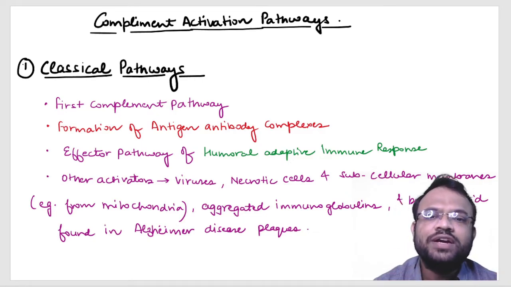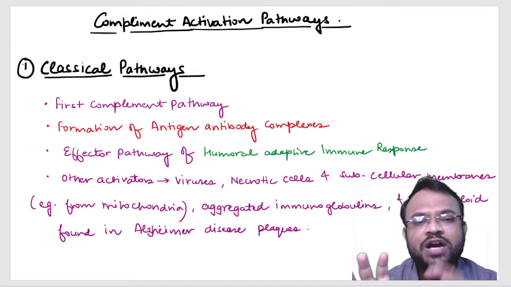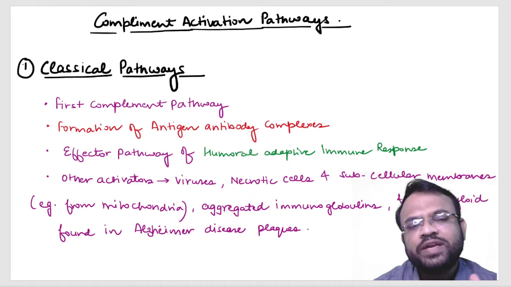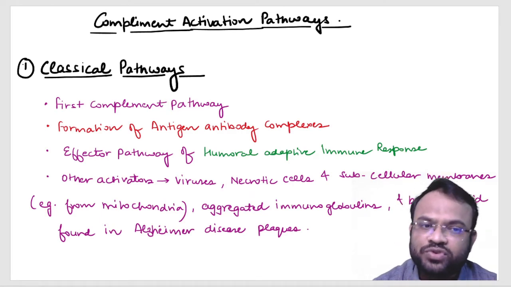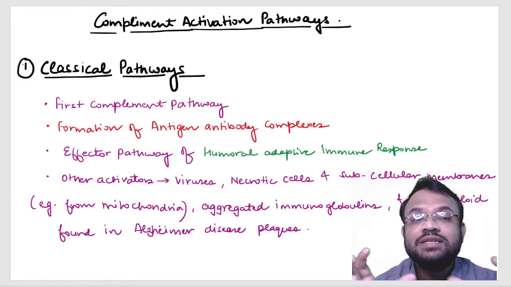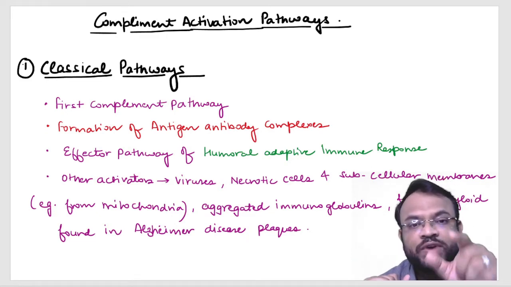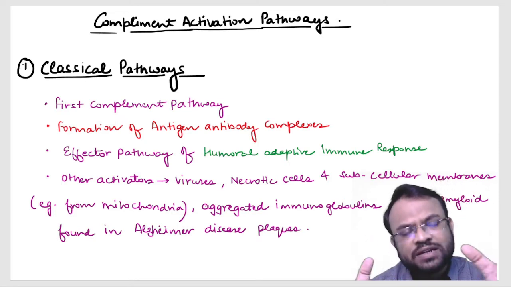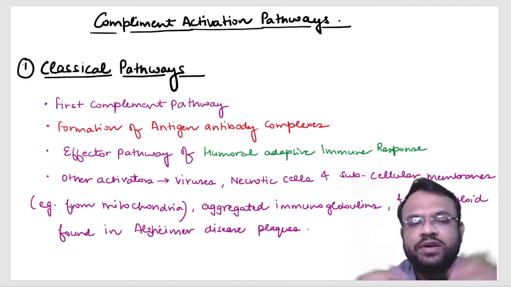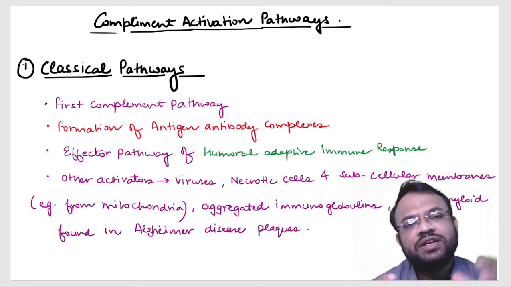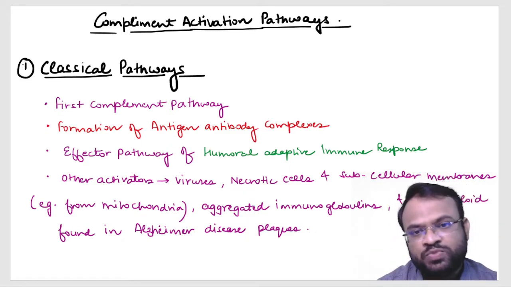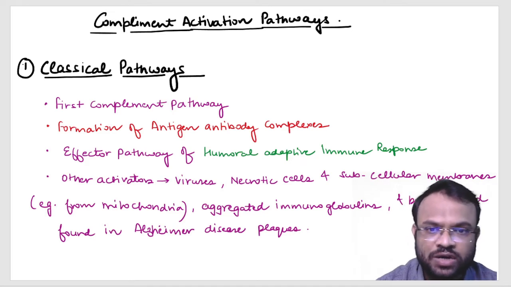When I'm talking about the effector pathway, that means which part of the immunity the classical pathway is serving, you can say it is serving the humoral adaptive immune response. Humoral means it is being mediated by the antibodies, right? In the second point itself it is written antigen antibody complexes. That in itself means that antibodies are involved here. If the antibody is involved, then definitely it will be related with the humoral adaptive immune response. I believe you would have a clear understanding about this now.